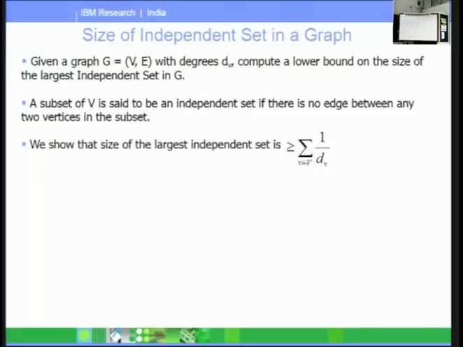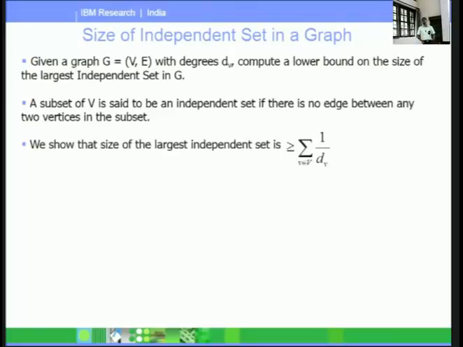So you have a graph, and each vertex in the graph has a degree d_v. And my claim is that if you look at this graph and you look at these parameters for each vertex v, the size of the largest independent set in this graph is at least this much, which is the sum of 1 divided by (d_v + 1) over all the v's. And you can see that this is actually a very useful thing.